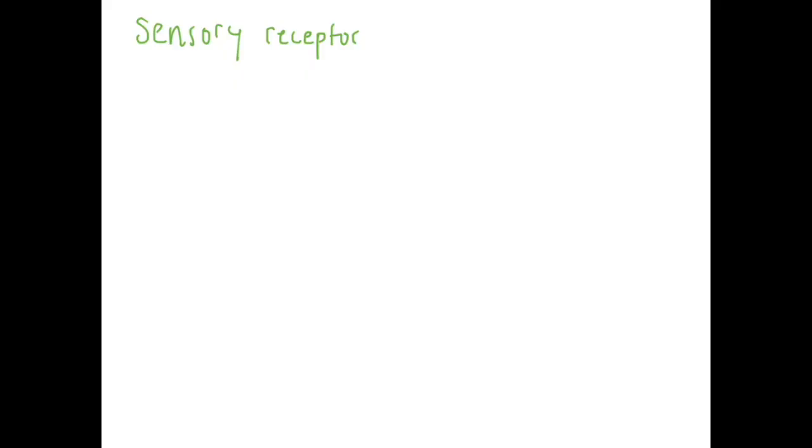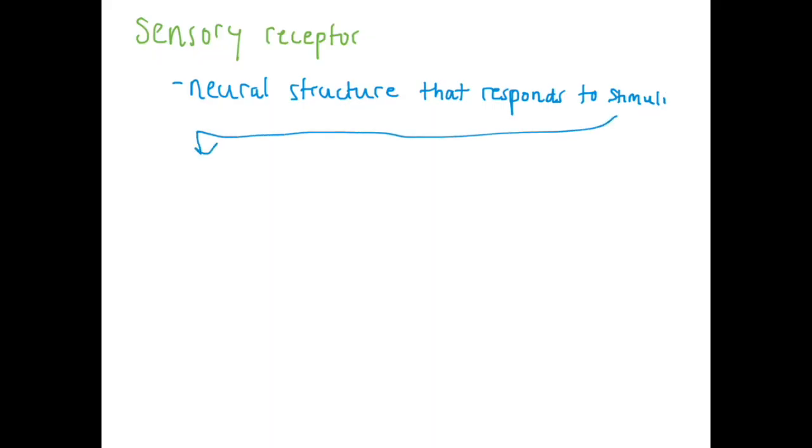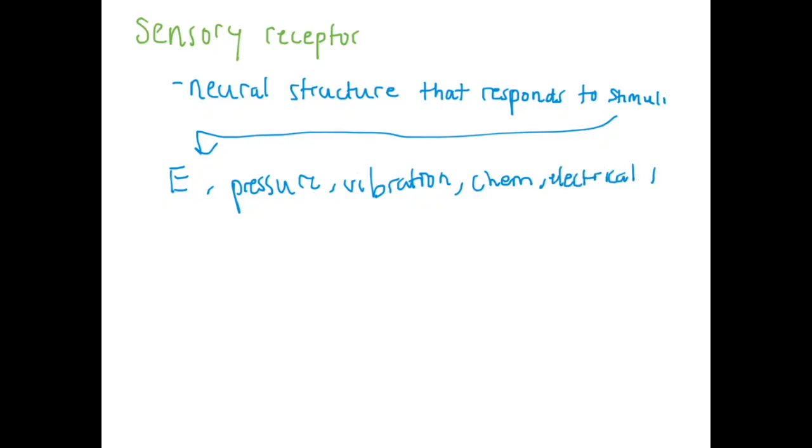So what is a sensory receptor? It's a neural structure that responds to a stimulus. It's modified neural tissue that's going to respond to a stimulus. So what's a stimulus? A stimulus is any form of energy. We have different types of energy. We have different forms of mechanical energy like pressure, touch, vibration. But we also have chemical energy from our food, electrical energy, all these different forms, light energy. We can talk about heat or thermal energy.